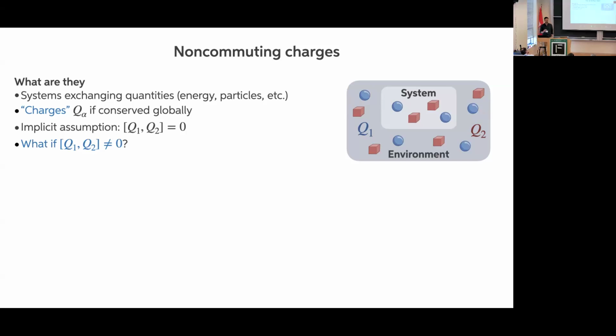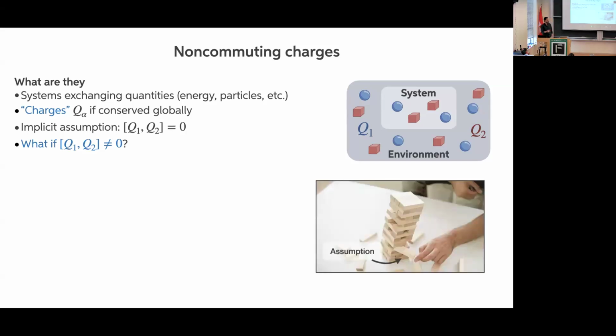But we know that charges may not commute. In fact, charge non-commutation plays a particularly important role in quantum mechanics. For example, it underlies uncertainty relations. So we're really compelled to lift this assumption and ask, well, what changes if charges don't commute?